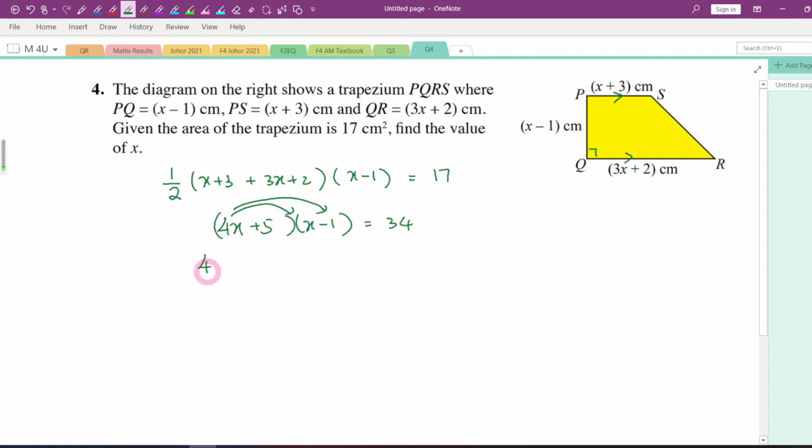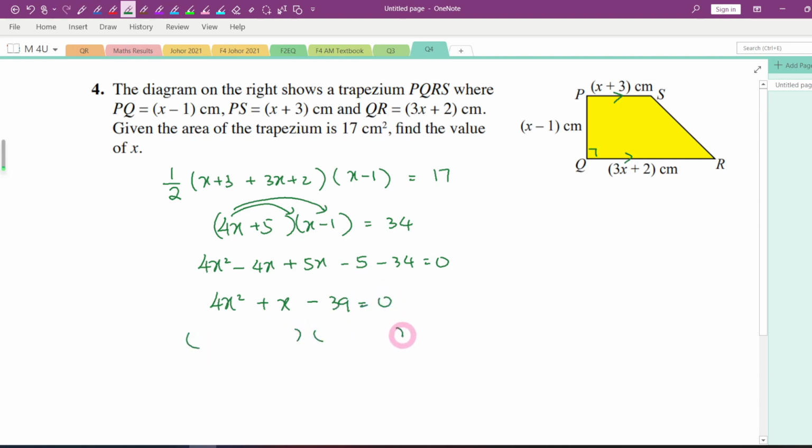4x times x, 4x squared. So positive, negative, you get negative 4x. Positive, positive, you get positive 5x. Positive, negative, you get negative 5. Okay, so the 34, I'm going to bring it over here, become minus 34 is equal to 0. I want to write this quadratic equation in general form. Okay, for x squared, we just copy. So this will give us plus x, and this will give us minus 39 is equal to 0.